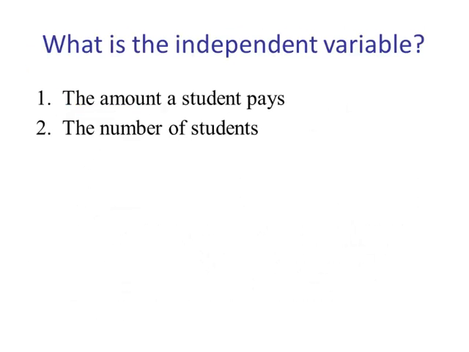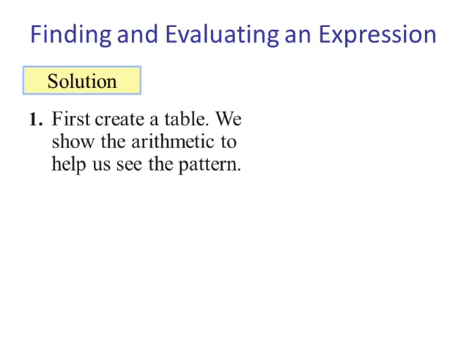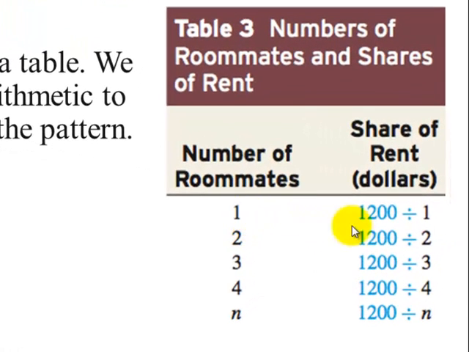So the first thing we want to do is identify what is the independent variable, and that would be the number of students. The dependent variable would be the amount a student pays. So first we make a table. We're going to show the arithmetic to help us see the pattern. So when there's one roommate, that is going to be 1,200 divided by 1, which is 1,200.